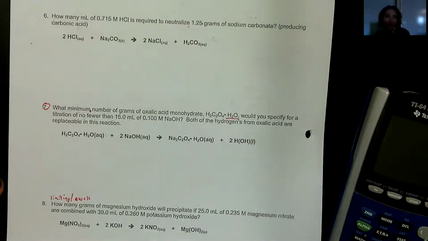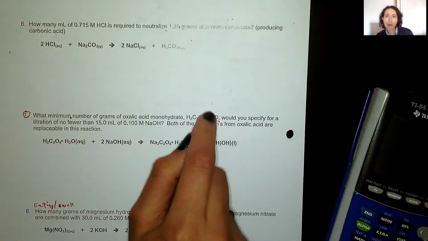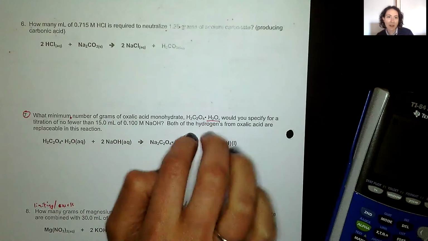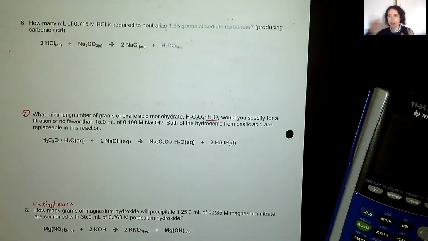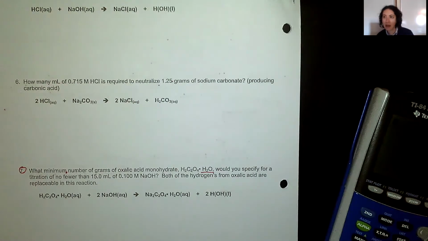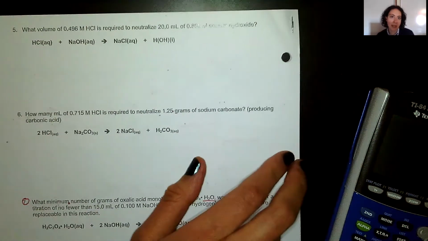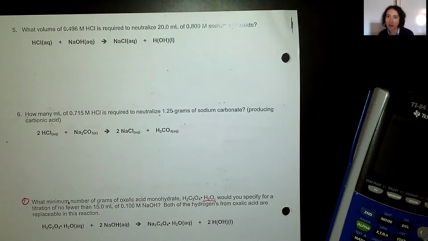The last page is page 18. There's another limiting and excess reactant problem there. And this one's a little funky. You have to remember about the hydrates and how they might affect your molar mass in a particular way. So that one's a little funky. If you get stumped by that one, that's reasonable. Maybe I'll do the answer for that one eventually. These two should both be fairly straightforward as far as stoichiometry goes.